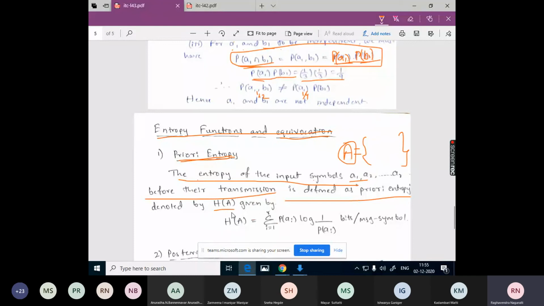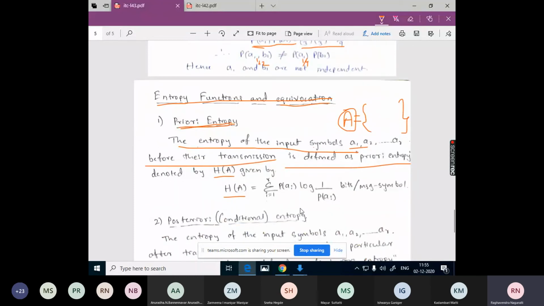Okay, so this H of A, we already know the equation from the first module. Summation of I is equal to 1 to R, because the number of symbols is R here, P of AI log 1 by P of AI, bits per message symbol. So this is the standard equation. We have already covered this in the first module. We call this a priori entropy when it comes to the channel representation. If we are not considering the channel, we call this the entropy of input symbols.